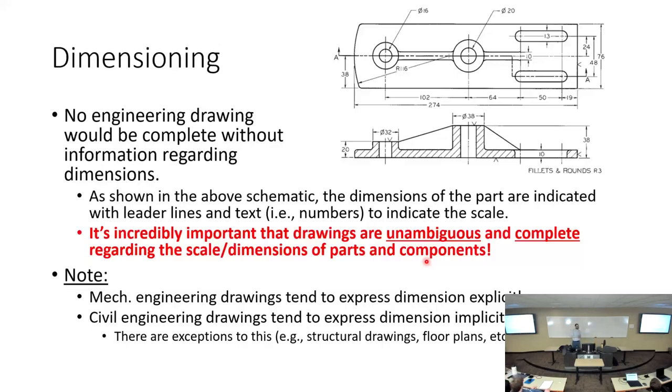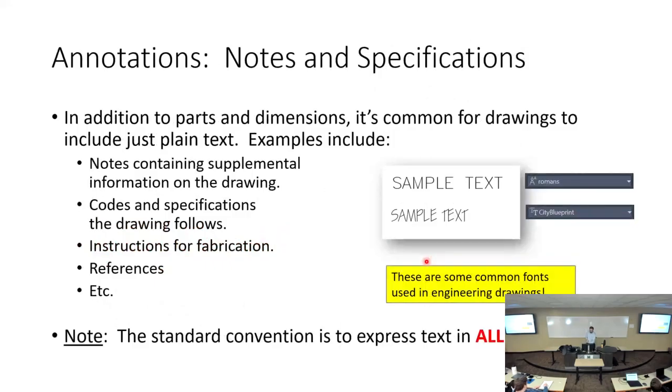There are some exceptions to this. So if I was drafting out the structural drawings for the floor plan of a building, I would probably express the dimensions explicitly there. Does that make sense? Now, one thing you want to go through is how many dimensions are enough. I'll get to that here in a bit, but one thing I'll say about dimensions is that you typically want to express as few dimensions as needed, not as many. We'll get to that here in a bit though.